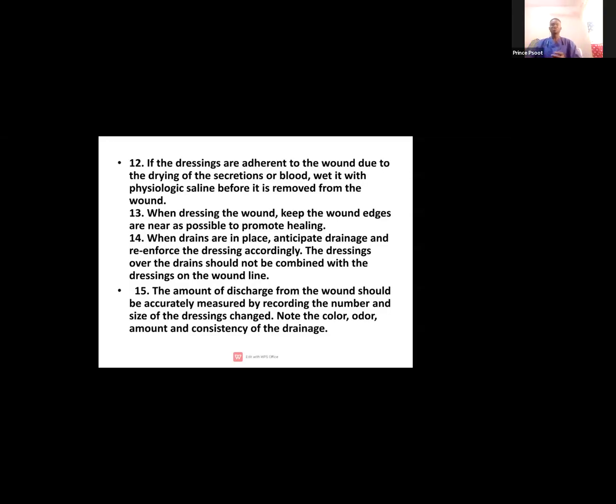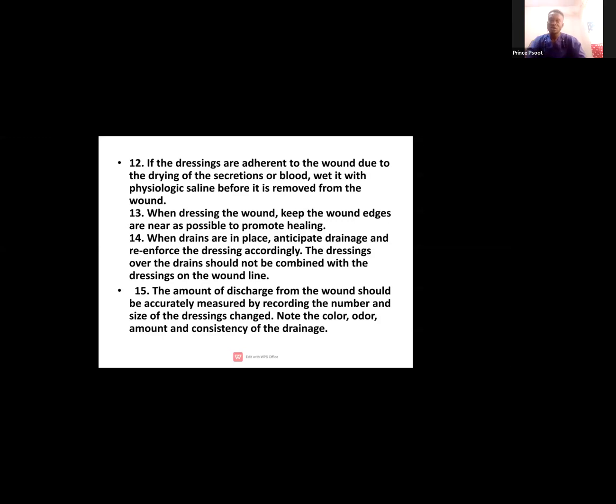And if the dressings are adherent to the wound due to the drying of the secretions or blood, wet it with physiologic saline before it is removed from the wound. If you're opening a dressing, sometimes the dressings can be dry. You wet it. I told you we are dressing with saline. I'm not using pure water or bottled water here. It's normal saline. It's sterile water. Just saline. So you can use it to wet the injury before removing the dressings.